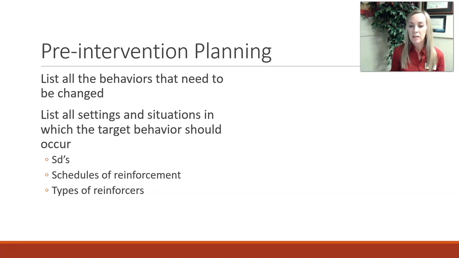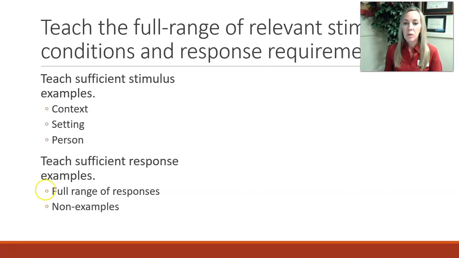When we analyze environments, look at what stimuli are in the environments and how much reinforcement is typical. Then we want to teach the full range of relevant stimulus conditions and response requirements. That means we want to teach sufficient examples in the context, settings, and around certain people. For example, the generalization of a student's ability to solve 2-digit minus 2-digit arithmetic problems with regrouping can be assessed by asking the student to solve several problems of the same type, for which no instruction or guided practice has been provided in the past.